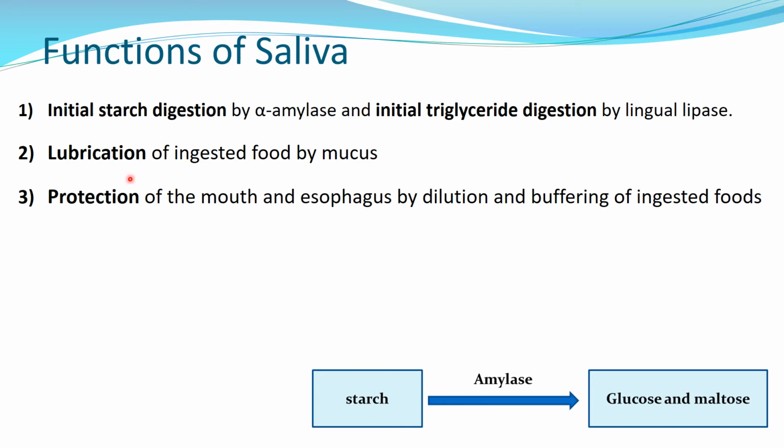The second function of the saliva is the lubrication of ingested food by mucus. So it can help the process of swallowing. It prevents the irritation of parts of the esophagus. Otherwise, without saliva, the food particles might irritate and injure the esophagus.